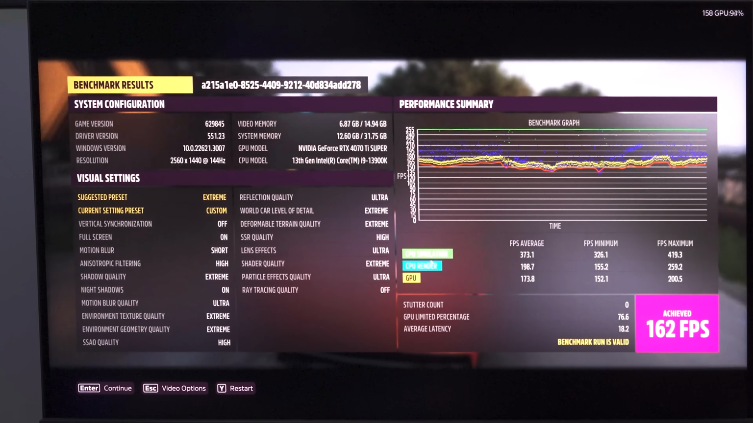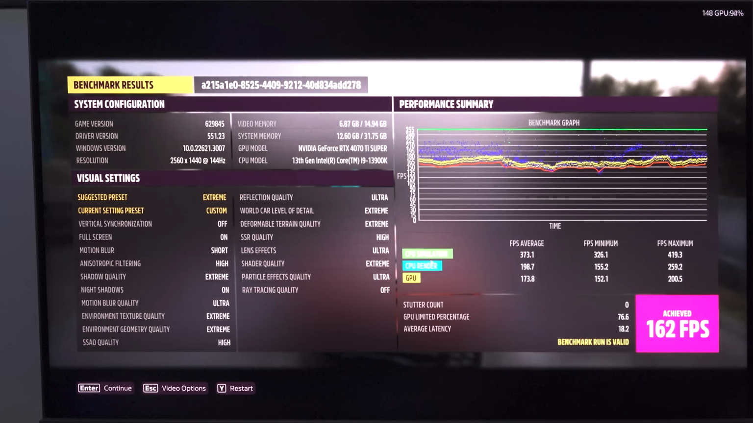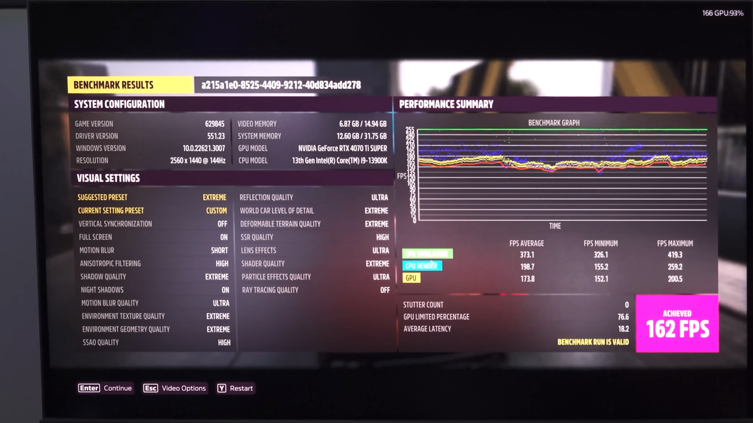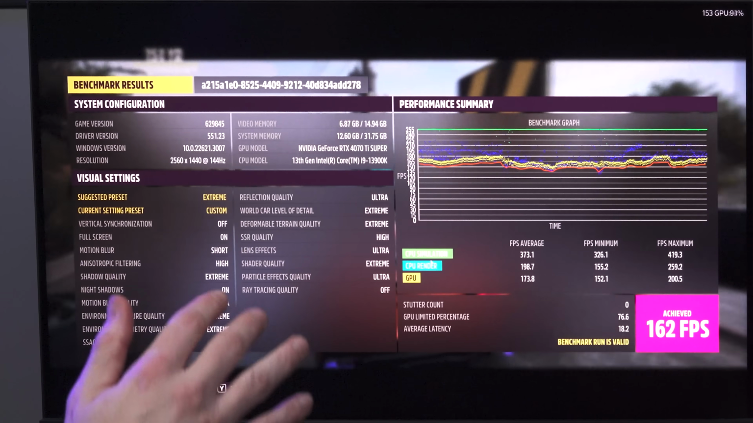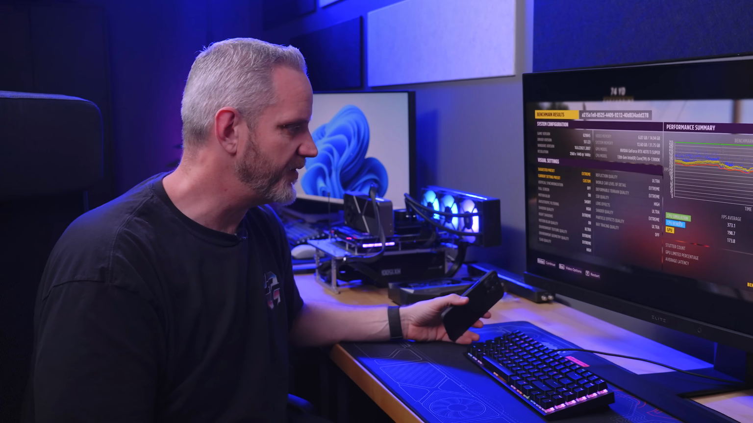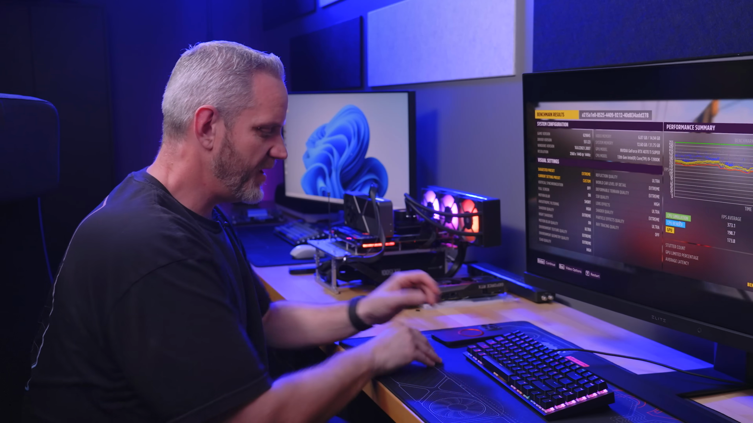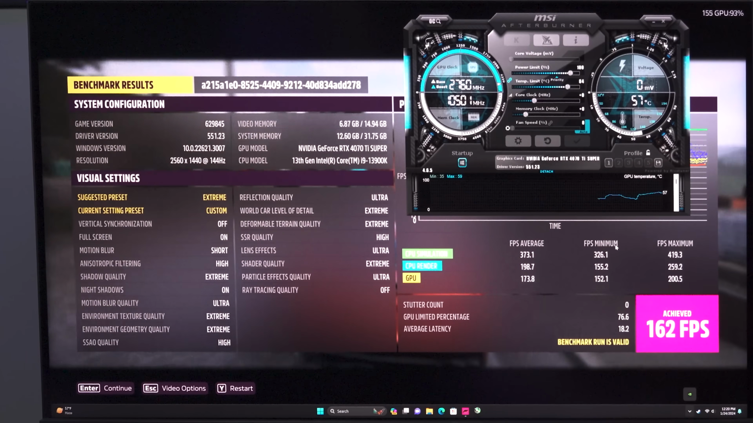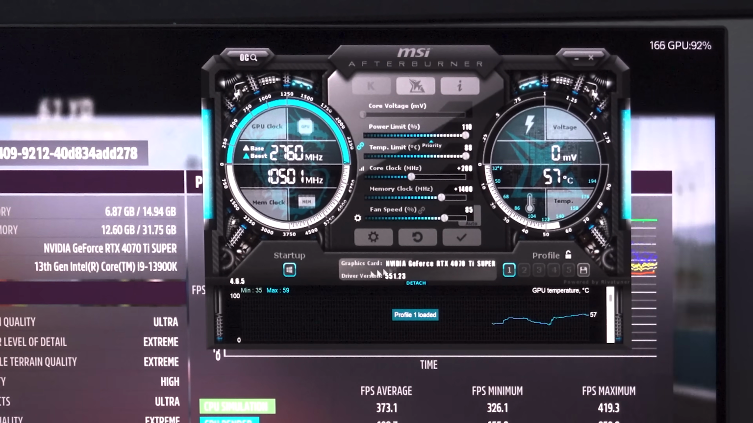Okay, so we had a 162. Okay, not bad. That's within margin of error. If you could run the test 5 times and get it to fluctuate 1 or 2 FPS every single time. Okay, so what I'm gonna do right now is go right to my MSI Afterburner. I'm going to apply that right there.